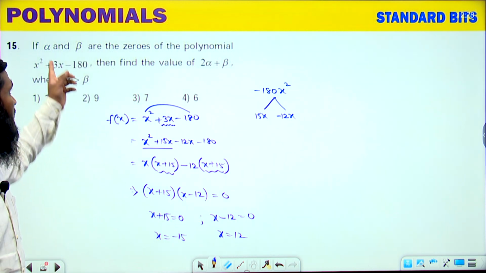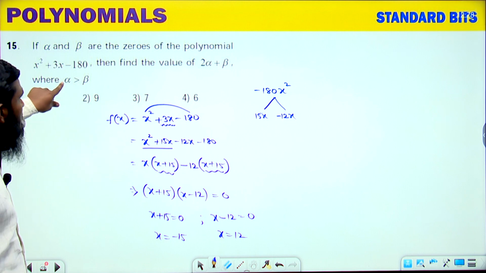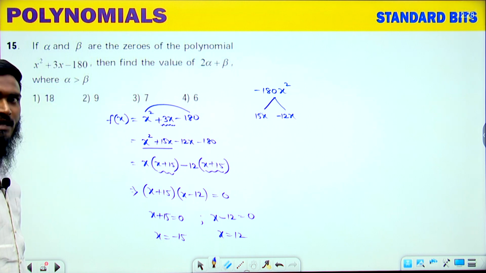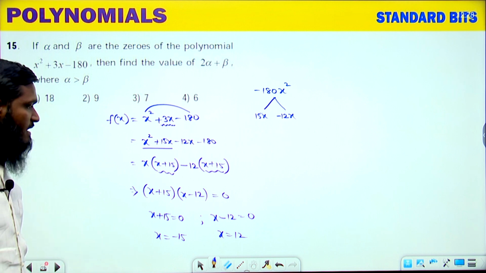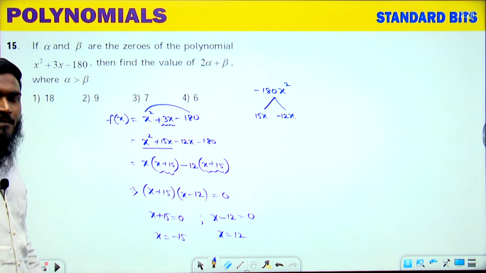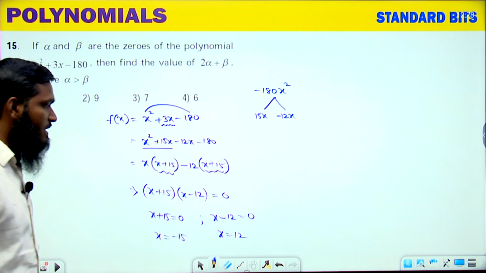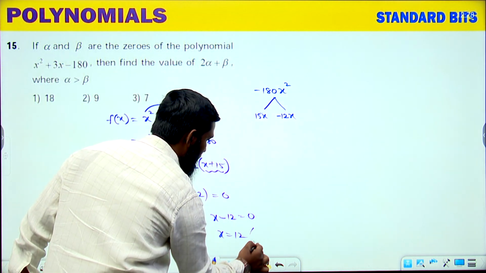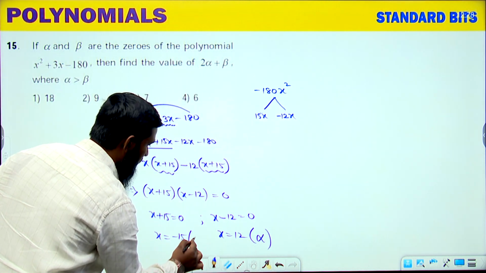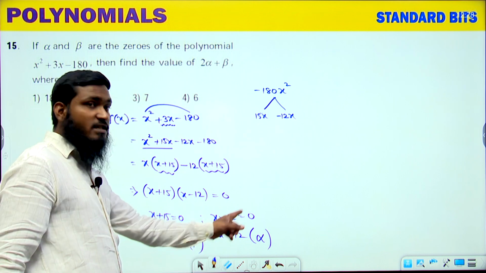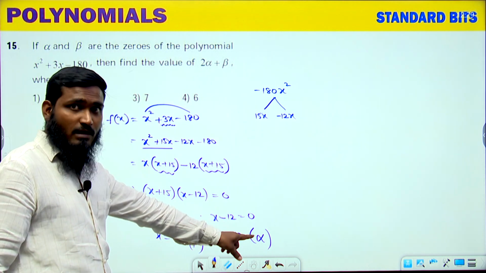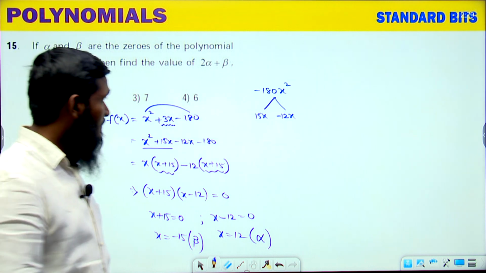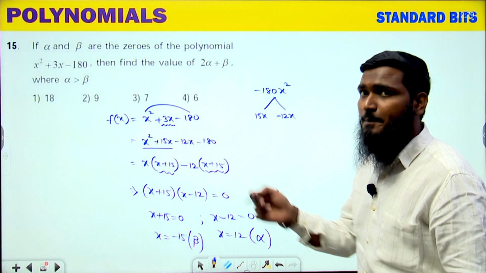But we have alpha and beta now. One condition has been given over here: alpha is greater than beta. That means the biggest number we have over here, we have to take as alpha, and the smallest number we have to take as beta. So let us take this part as alpha, and this part as beta, because this is a positive number and this is a negative number, larger number and smaller number. Now we have to find out the value of 2 alpha plus beta.